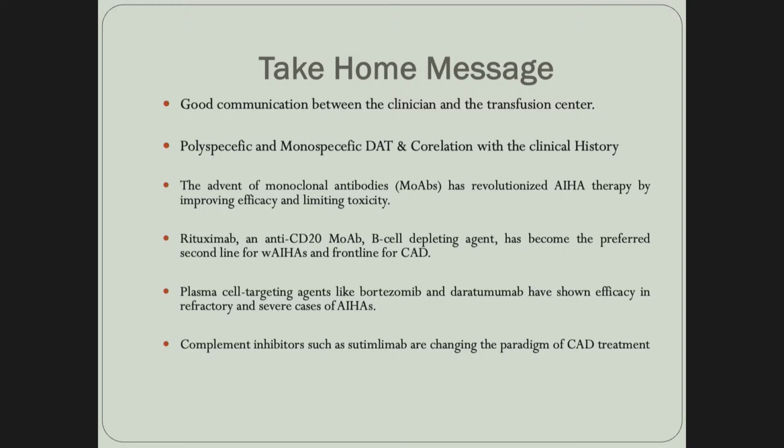Right now, in cold agglutinin disease treatment, the circulatory symptoms are not being controlled. So they are trying complement inhibitors to block the complement chain, so that the circulatory symptoms can be controlled.